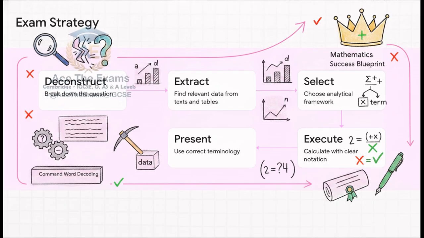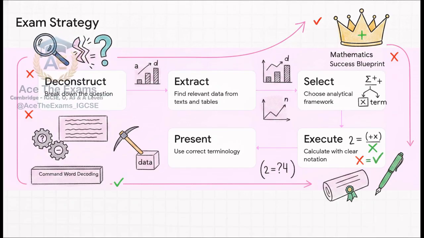Step 2 is extracting the data. You need to confidently find A, find D, and find N. Step 3 is selecting your analytical framework. Ask yourself, are we looking for a specific term, the nth term, or are we looking for an accumulated total, the sum of n terms? Step 4 is execution. This means using proper bracket expansion and keeping your algebraic notation absolutely spotless. And step 5 is presentation. Present your answer using the correct mathematical terminology.